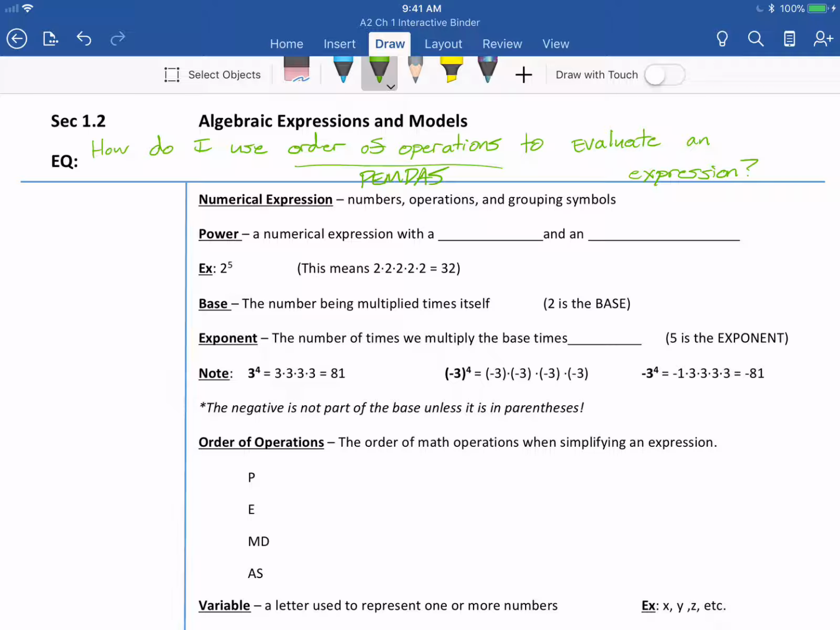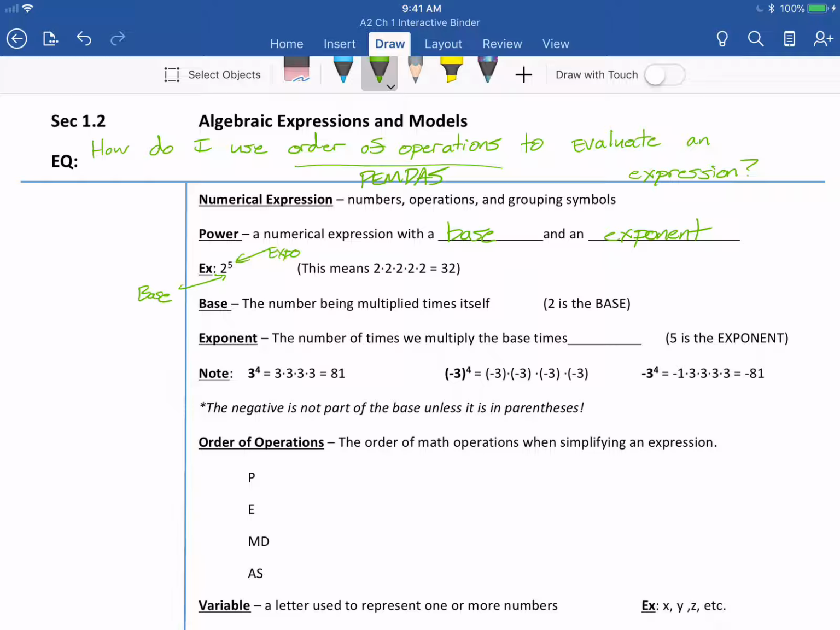A power is a numerical expression with a base and an exponent. Hopefully some of these words are coming back and making some sense. A power is a base that is raised to an exponent. Here's an example: 2 to the 5th power. The 2 is my base, and the 5 is my exponent.